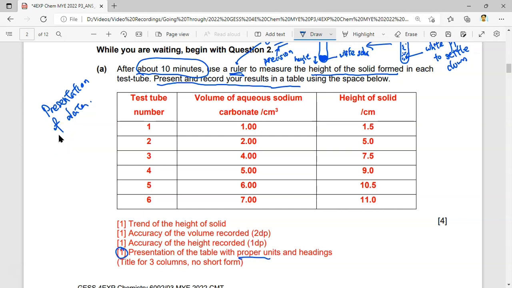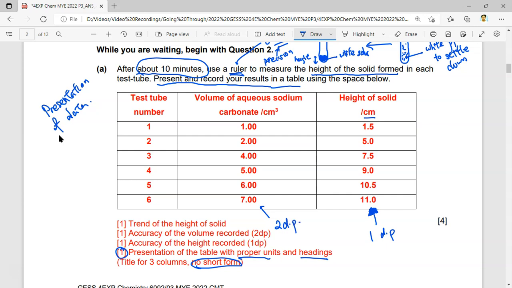So proper heading, proper units and heading is important. These are the 3 columns we are looking out for. Take note, for the title, please don't have any short form. So we have test tube number 1 to 6, volume of aqueous sodium carbonate, and the height of the solid. For the height, the accuracy we're looking out for is 1 decimal place, in cm. For the volume of aqueous sodium carbonate, we are looking for 2 decimal places, in cm cube.